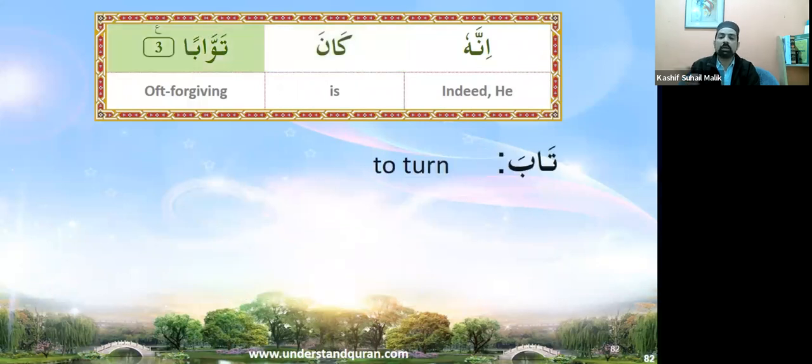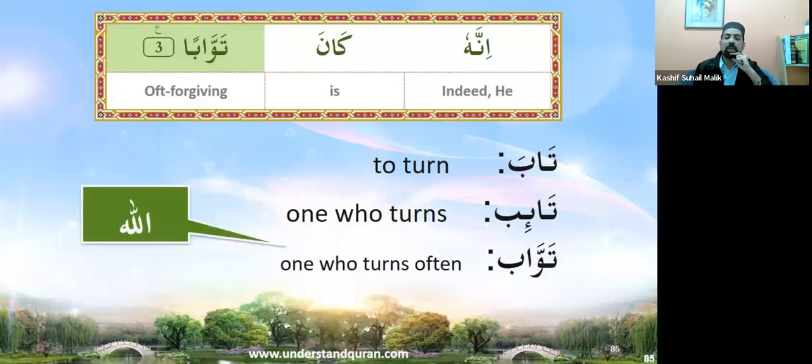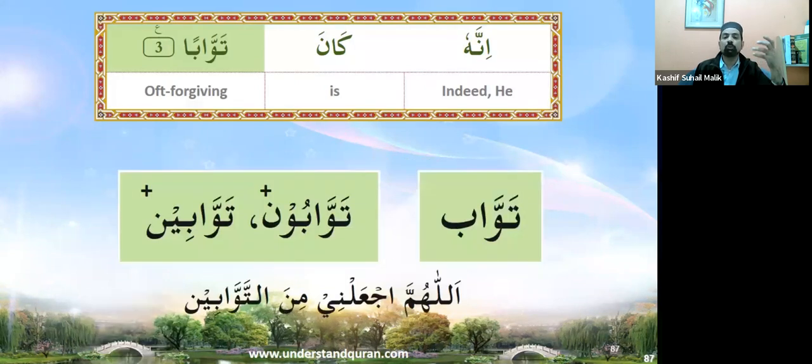Tawwaba is from taba. Taba means he turned or he returned. So taib, who turns, one who turns; tawwab, one who turns again and again, one who returns or turns again and again. So tawba is also returning towards Allah, comes from the same. So from here is tawwab and tawwaba. And in this meaning, Allah is tawwab and we are also tawwab. Humans are also tawwab. Why? How? Think about it. We are tawwab because we keep doing wrong things. And Allah is Tawwab, and we turn to Him, and Allah is Tawwab, who is always turning back to us and forgiving us and accepting us, accepting our tawbah. So tawwab, tawwabun, tawwabin. And we did it when we did Allahumma ja'alni minat tawwabin.